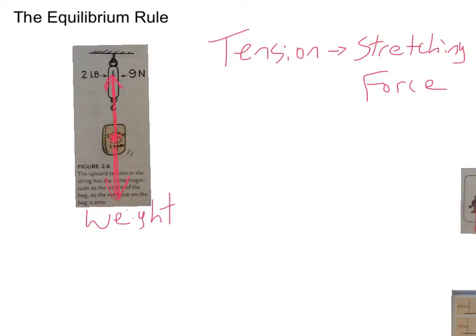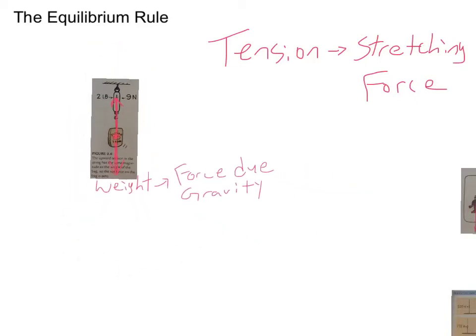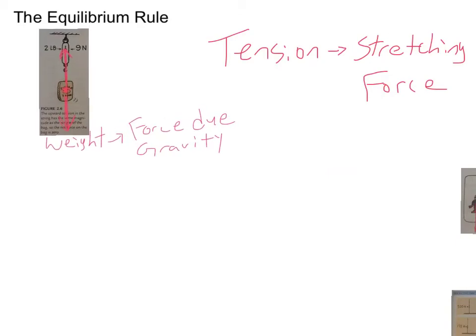So weight is a force due to the gravitational pull of Earth's gravitational field. So weight is a force due to gravity. We measure weight then in newtons. It's a force. So the big point here with this bag of sugar is that as it's hanging there, it's in what we call equilibrium.